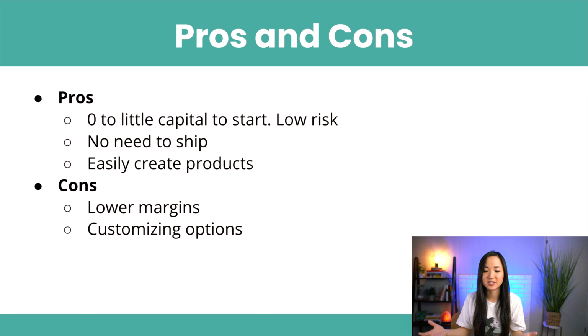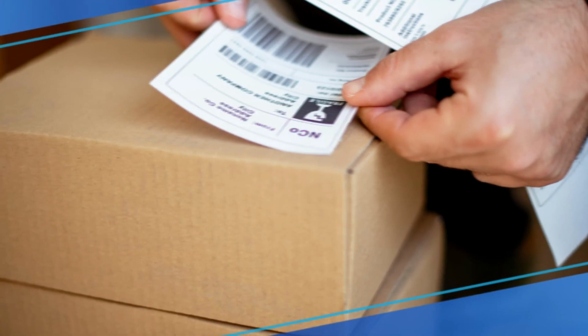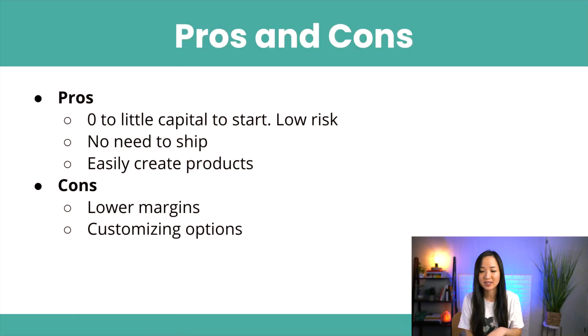Now a con is they are going to be lower margins. So if you actually own a printing press and you could create those products and ship it over, it would actually cost you less than if you did it this way. But the idea is you don't actually pay for the products until you actually get a sale, right? So you don't need to actually spend money to get those products, but it's definitely going to be lower margins because they're doing everything for you. There are also maybe less customizable options.